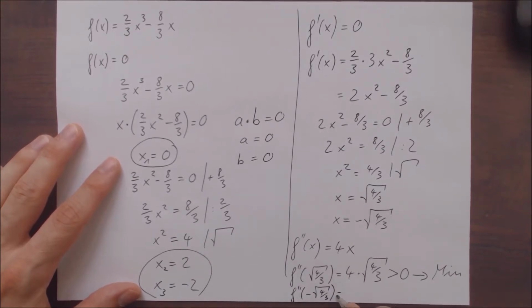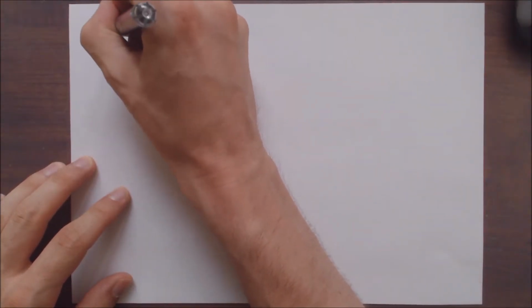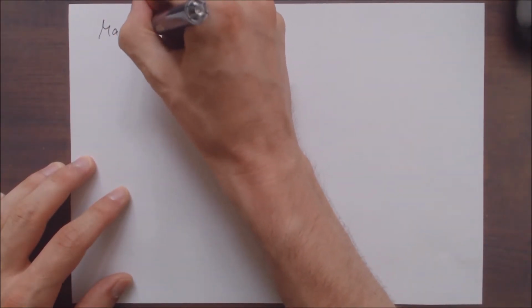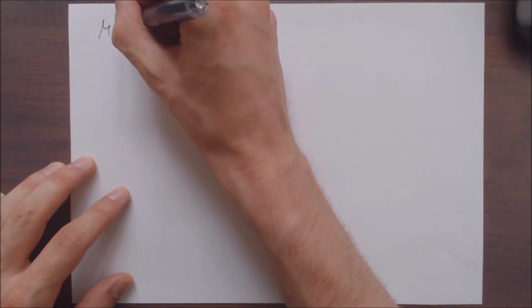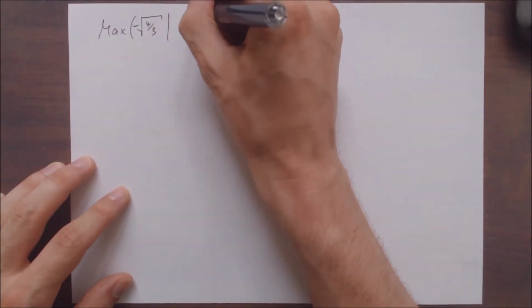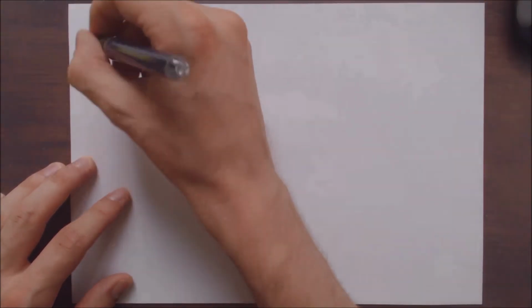And then, of course, we have a similar situation, 4 times minus square root of 4/3. That is plus times minus is minus, and anything minus is smaller than 0, and that means we have a maximum here. So we now know we have a maximum at square root of 4/3. Now we have a maximum at minus square root of 4/3. And we don't know yet the y value.